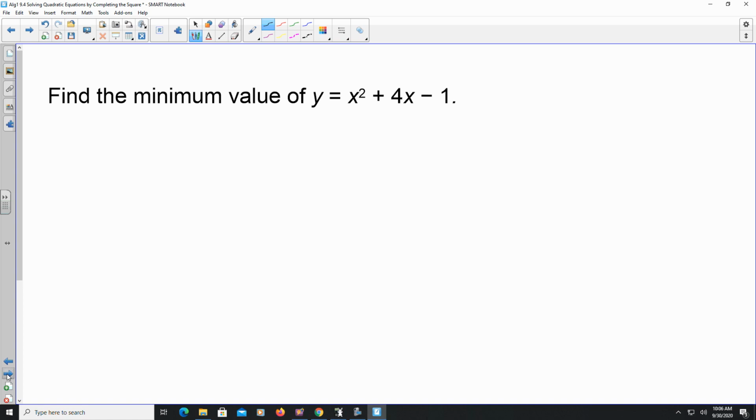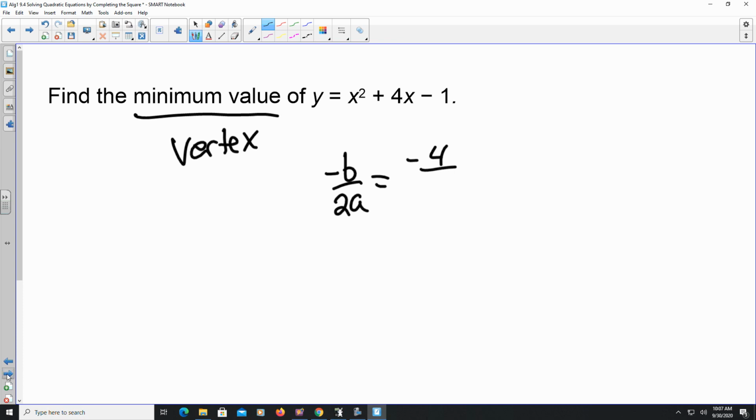So again, this is just a little bit of review. Remember, it asks for the minimum value. That makes sense. A is positive, so anytime they're looking for that minimum value, they're looking for the vertex. To find the x-coordinate of the vertex, you use the axis of symmetry equation, negative b over 2a. This one is going to be negative 4, because b is 4 and it's negative, over 2 times 1, which is 2. And negative 4 divided by 2 is negative 2.